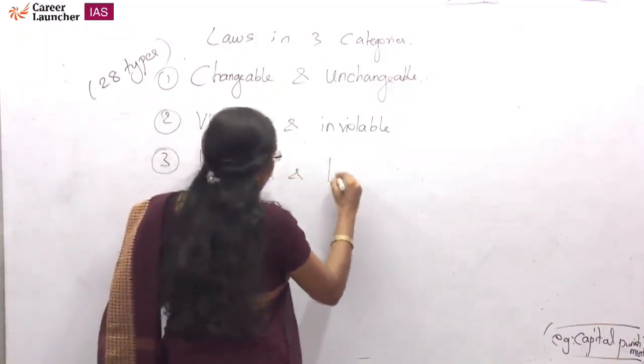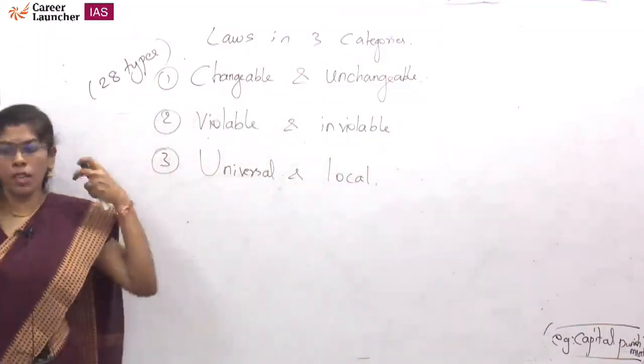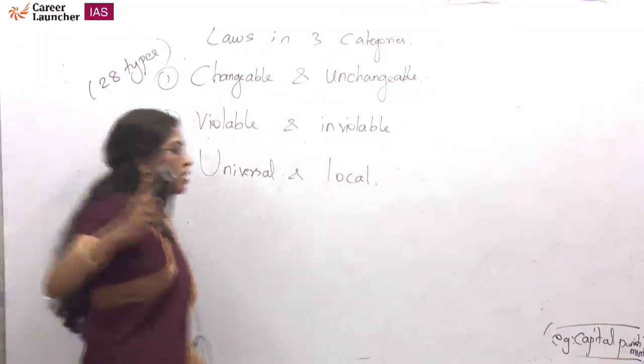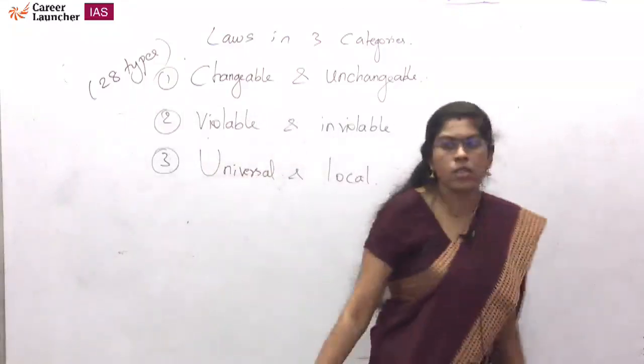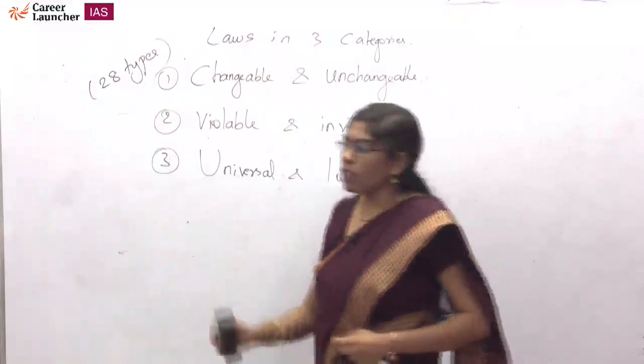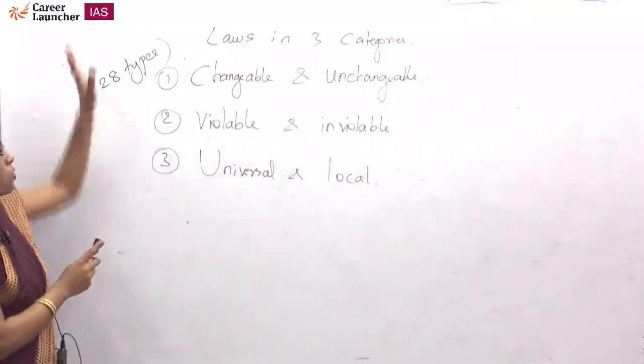Universal and local. These are the categories we will be using to categorize the laws, whatever the laws may be. You have already spoken only about the country laws. Country laws means the laws which are framed by the rulers, the ones who are ruling the country. Only those laws we have spoken about.